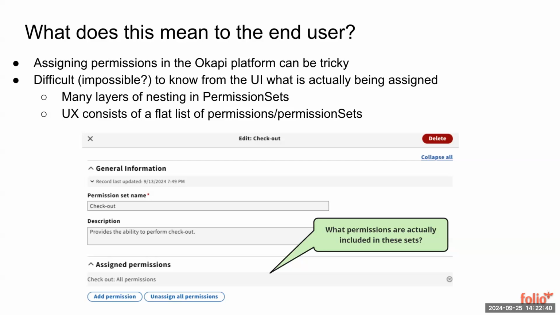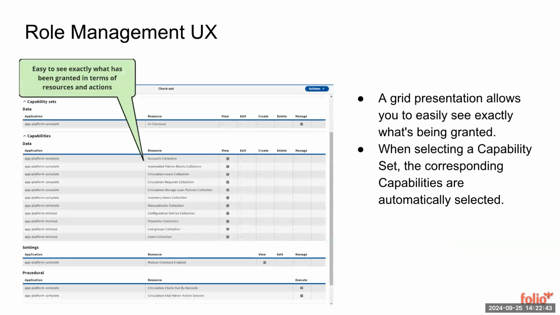So conversely, in Eureka, we're managing roles, and we present that in sort of this grid view, right? At the top here, we have the capability sets, and what's checked here is UI checkout.manage, which is equivalent to the .all, right? And when you select a capability set, the corresponding capabilities are automatically selected. So it's clear, it's easy to see. I selected UI checkout.manage, and here's what that user is getting, all these capabilities. So it makes it a lot more clear what's actually being assigned to the user.